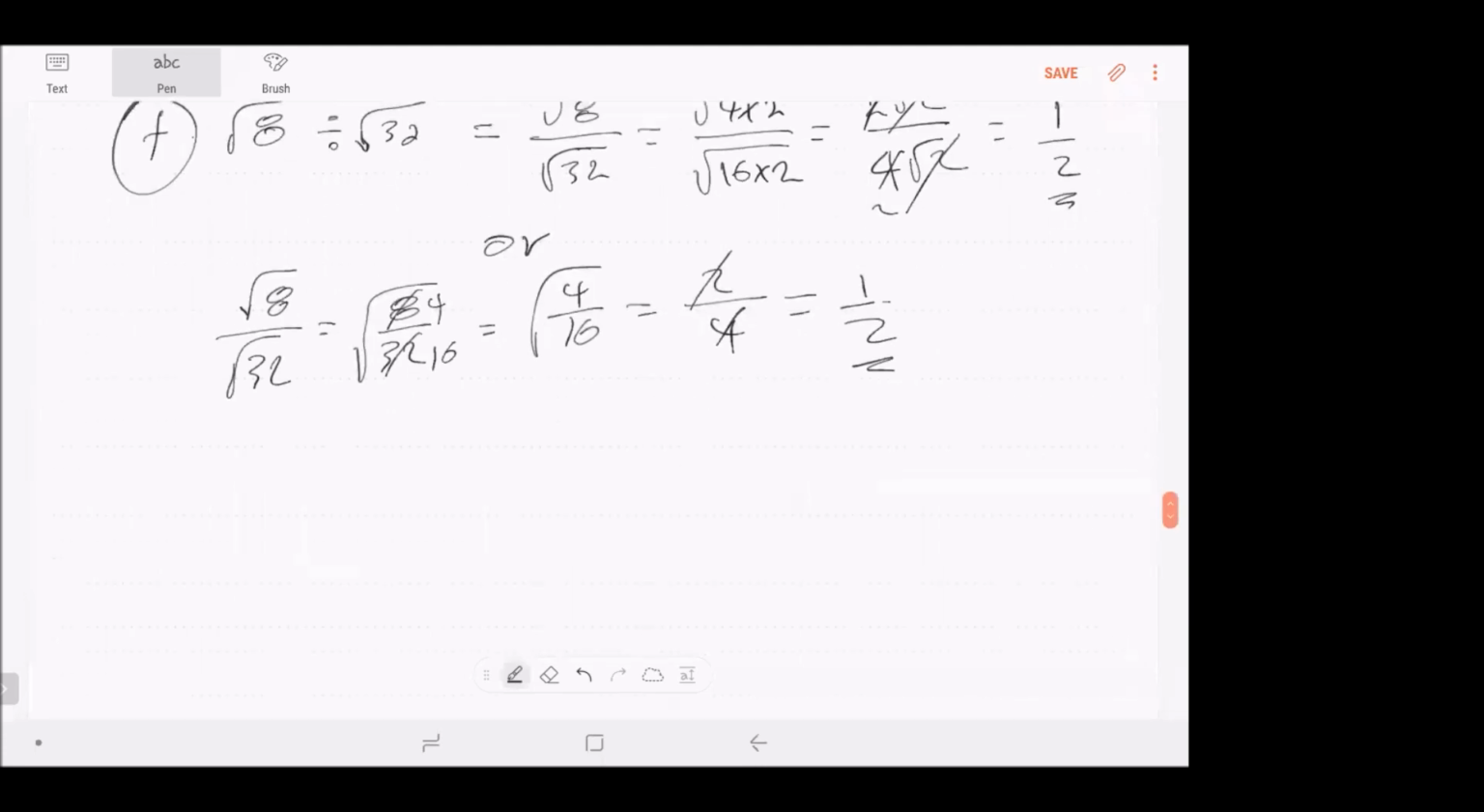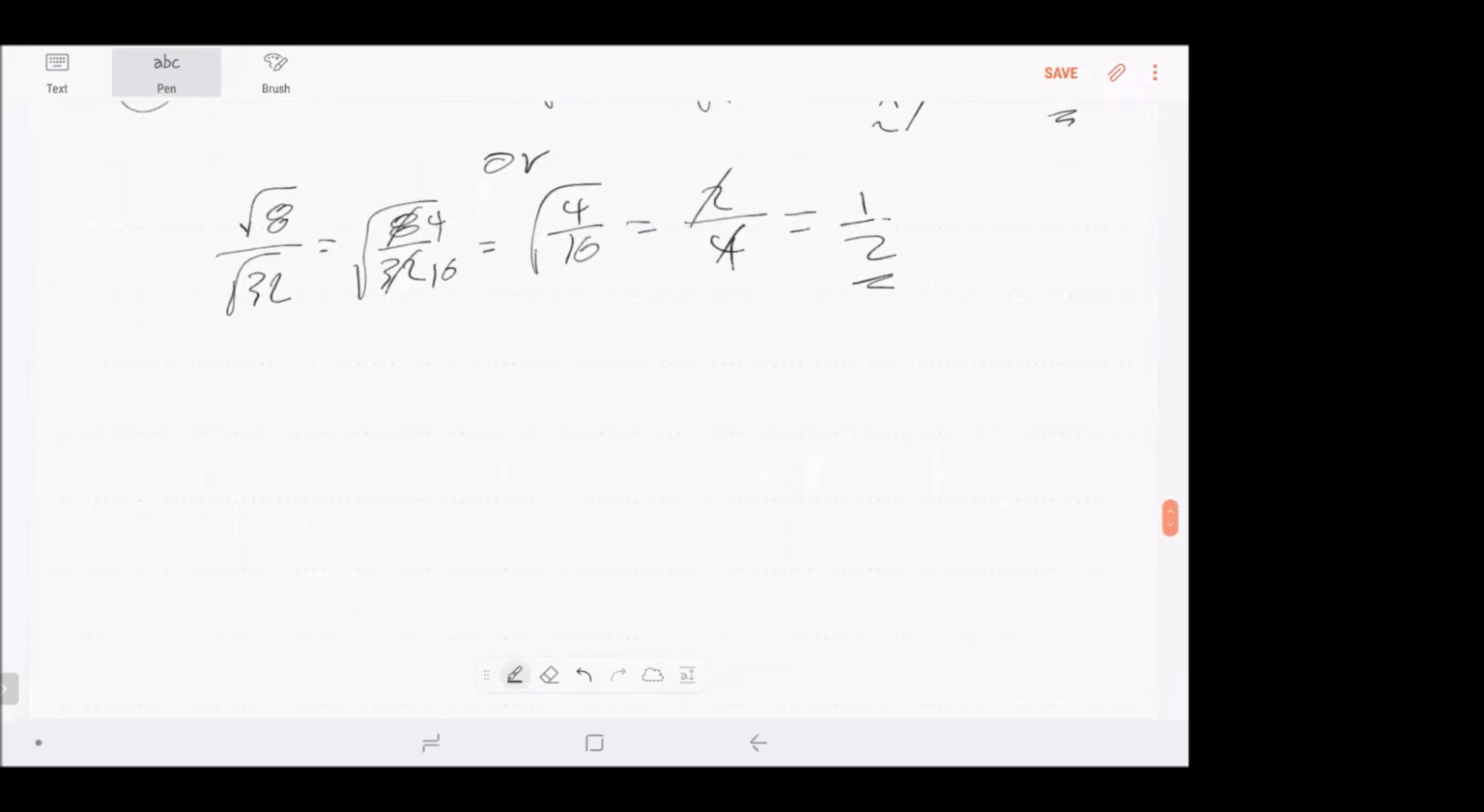Let us discuss the final point, rationalization.